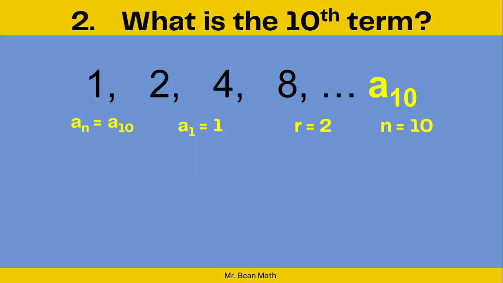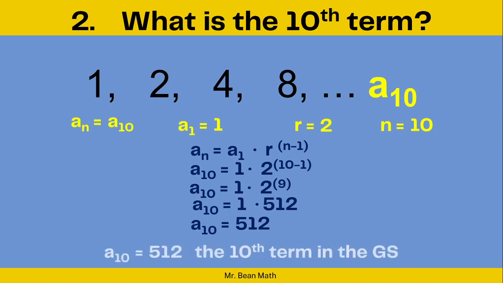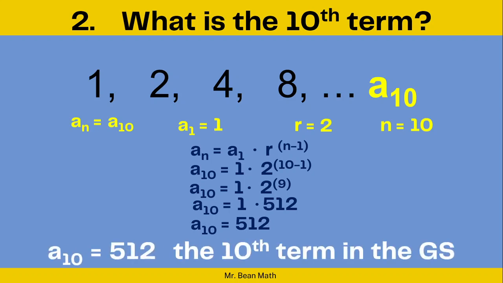Now, let's substitute the terms to our given formula. a sub 10 is equal to 1 times 2 raised to the quantity 10 minus 1. Subtract 10 minus 1 is equal to 9. Then multiply 2, 9 times, and the answer is 512. Now, 1 times 512 is equal to 512. So therefore, 512 is the 10th term in the geometric sequence.